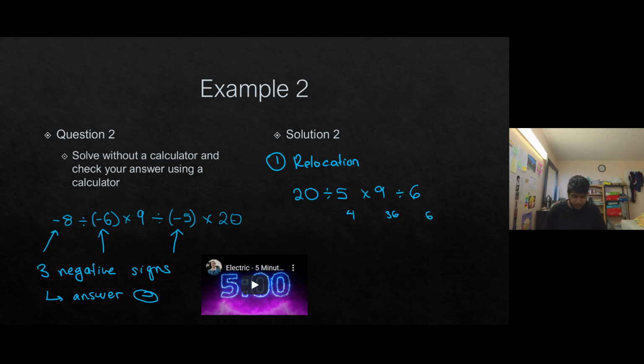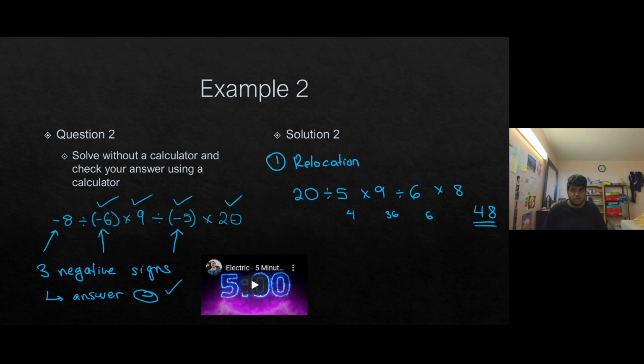And I skipped an important part, which is to check off the numbers we've already used. So 20 is there, 5 is there, 9 is there, and 6 is there. The last thing that's left is the 8, so multiply by 8. Again, there's no positive and negative signs. We already decided that our final answer is going to be negative, and this gives us an answer equal to 48. This is our final answer.